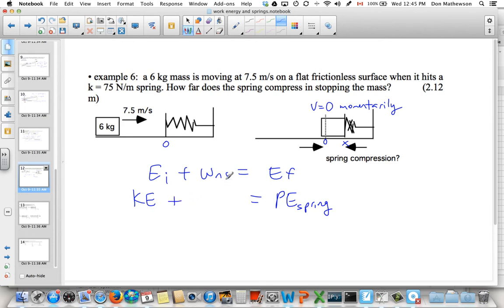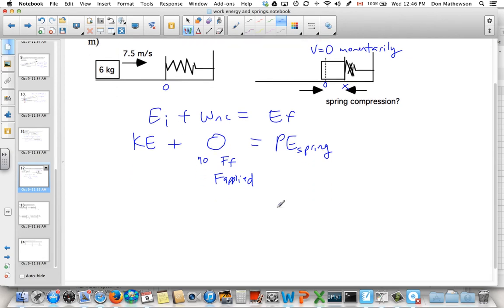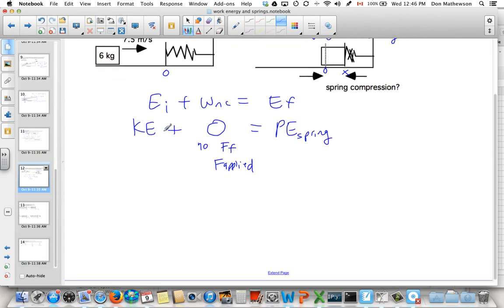Now, in this problem, because there's no friction or applied forces, there's no non-conservative work, and we say mechanical energy is actually conserved. We have the same amount of mechanical energy at the beginning and at the end. So this is what I'll call our word equation here. It just involves terms like KE and PE.